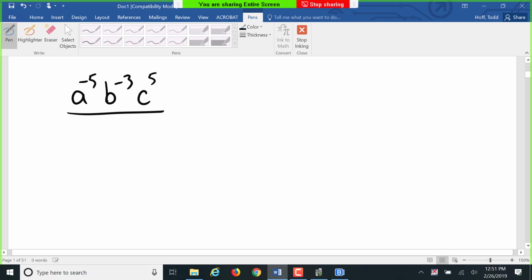So in your notes, I want you to try this one. A to the negative fifth, b to the negative third, c to the fifth, over d to the eighth, f to the negative fourth, and g squared. I'll give you about 10 seconds to go through that one.